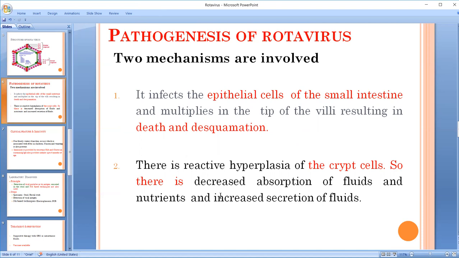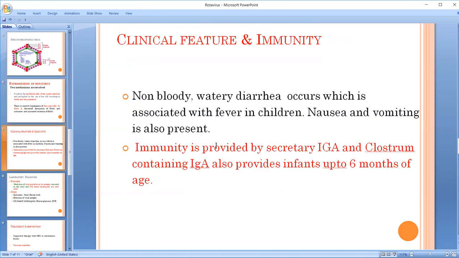There is another factor, but you need only these two. If you remember these two, that is enough. The death of the villi and reactive hyperplasia of the crypt. And this results in non-bloody watery diarrhea associated with fever in children. Nausea and vomiting are also present.